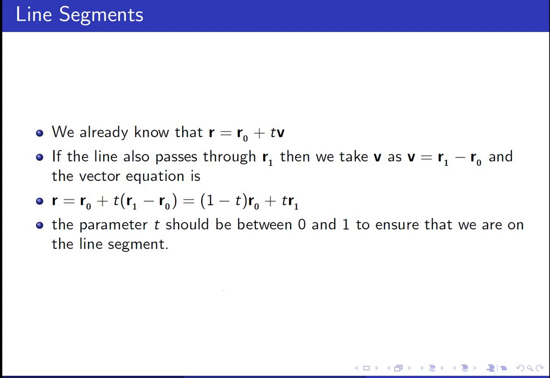(r1 minus r naught). If we manipulate it further, we have that r is equal to (1 minus t) times r naught plus t r1. So if the parameter t is between 0 and 1, we know that we are on the line segment. If you draw a line here and t is between 0 and 1, you know that you will always move on a point that is on the line. You won't go above the line or below it.